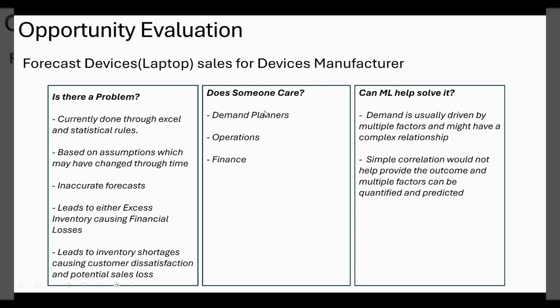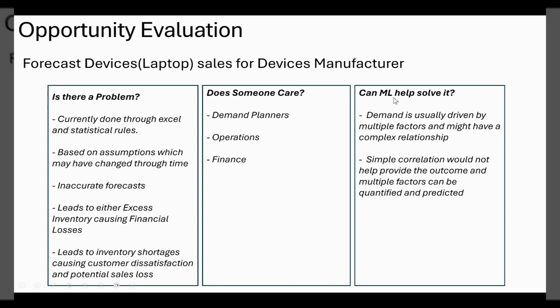The persona that we are targeting are the demand planners, who work on creating and planning the inventory. There are operations, whose main responsibility is to ensure that the demands are fulfilled within a specified SLA. And of course, there are financial implications. So business users would be our identified personas.